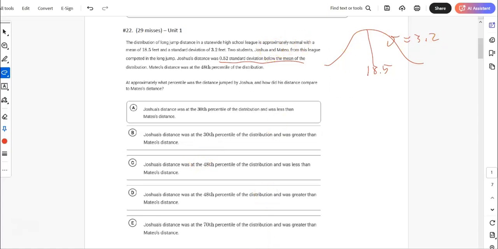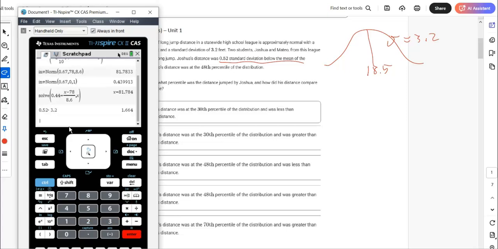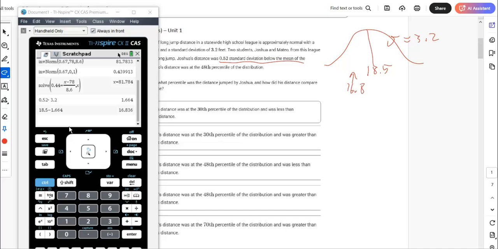So we know one full standard deviation is 3.2. So 0.52 times 3.2. So 0.52 standard deviation is 1.664. It's that far below the mean. So 18.5 minus that. So the first guy is sitting at 16.836. That's, I guess, Joshua maybe.